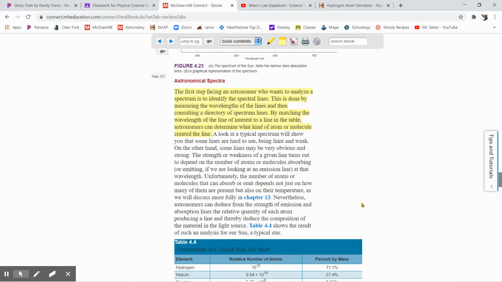Astronomical spectrum. The first step facing an astronomer who wants to analyze a spectrum is to identify the spectral lines. This is done by measuring the wavelengths of the lines and then consulting a directory of spectrum lines, where you can match things up. By matching the wavelengths of the lines of interest to a line in the table, astronomers can determine what kind of atom or molecule created that line.